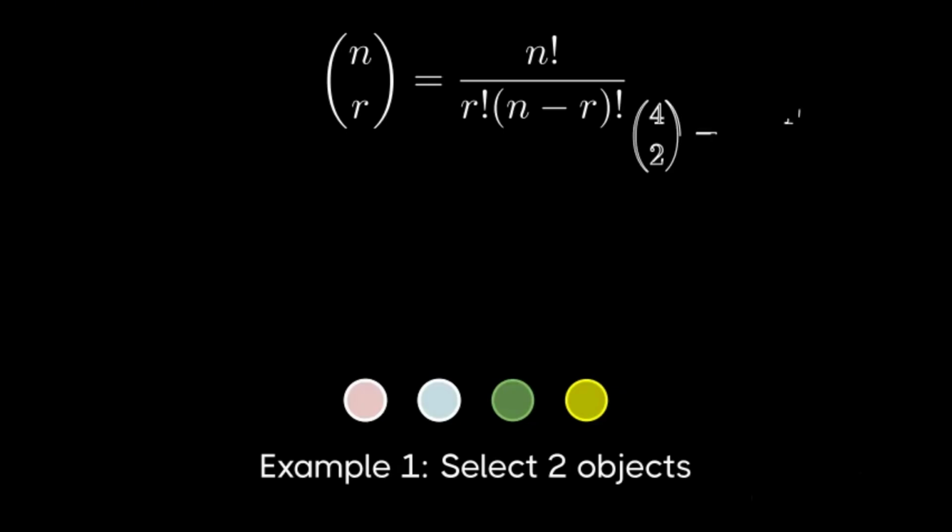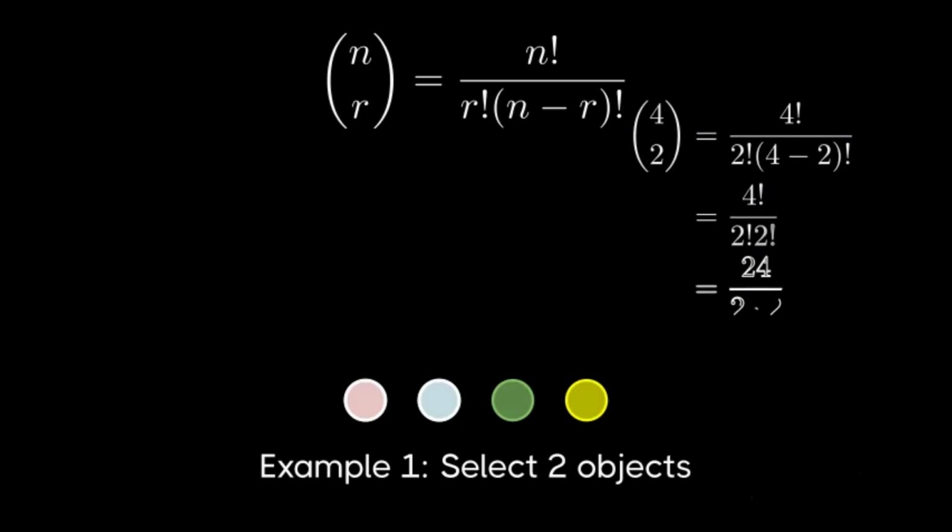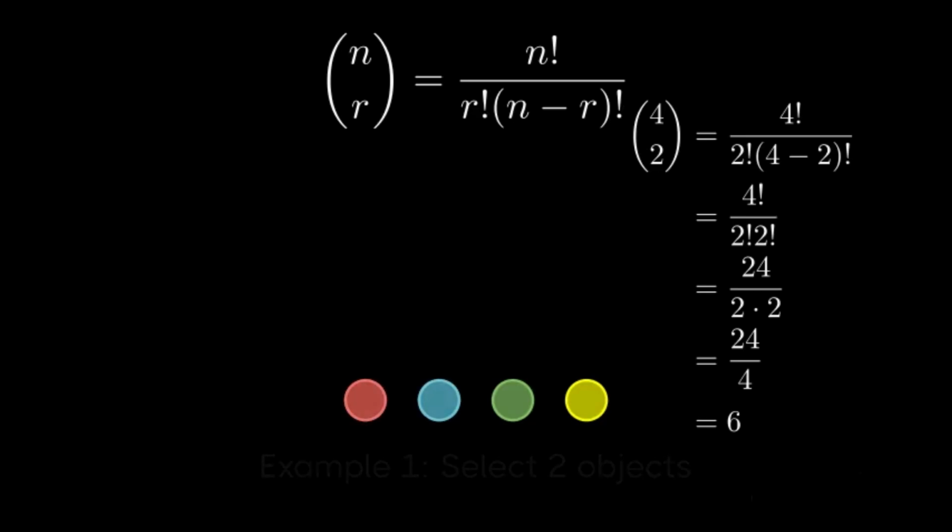Let's verify this using our combinations formula. We have 4 choose 2, which equals 4 factorial divided by 2 factorial times 2 factorial. 4 factorial is 24, 2 factorial is 2, so we get 24 divided by 4, which equals 6. The formula confirms our intuition that there are exactly 6 ways to select 2 objects from 4.